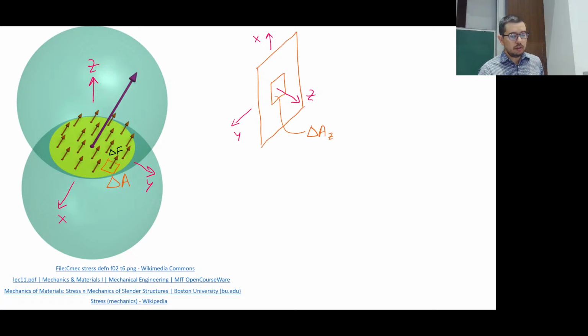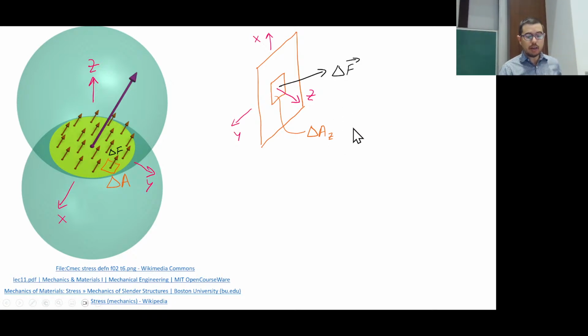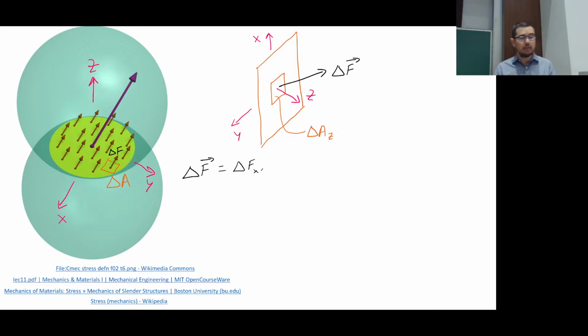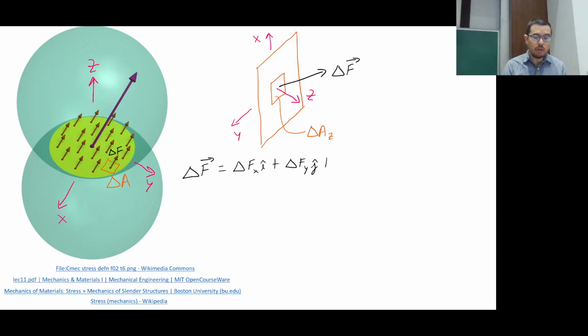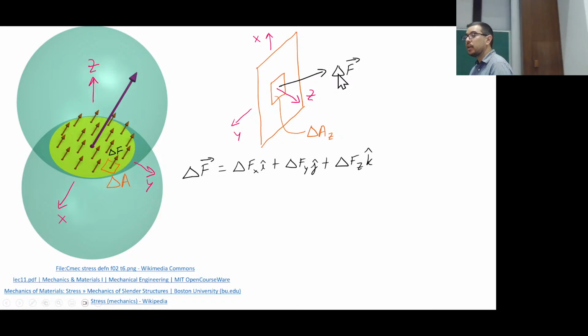I can now think of some delta F as a vector, and we can think of this z face. So z is coming out of that face. It's orthogonal to it, so that would be a z face. We can think of an area in the z direction, and we can think of this overall force as also having components in x, y, and z.